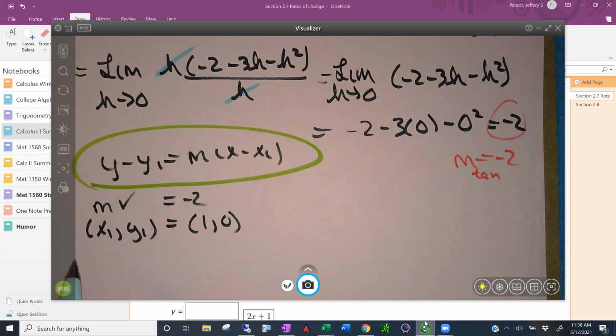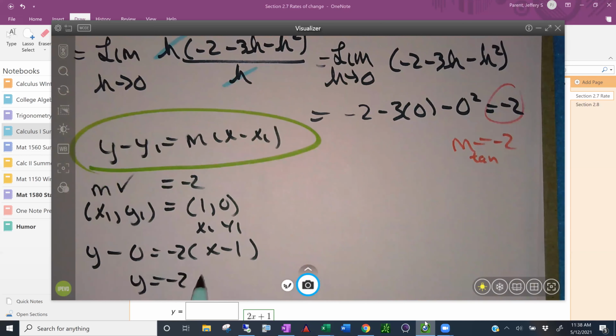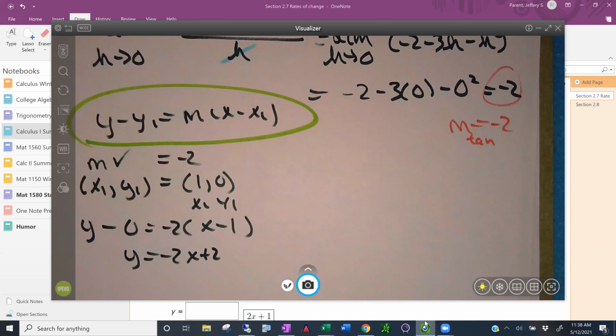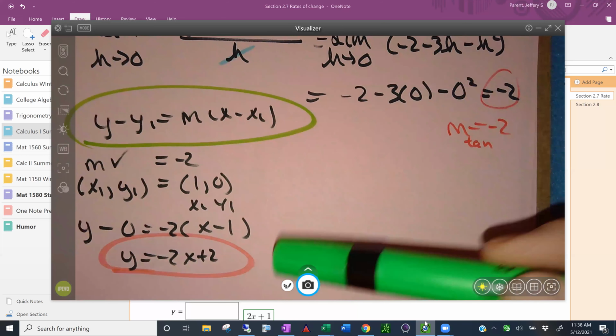Let's put that all together. y minus 0 equals -2 times x minus 1, or y equals -2x plus 2. That's the equation of your tangent line. So don't be surprised at all if you're asked to find the equation of the tangent line. Sometimes you'll just be asked for the slope of the tangent line, and that's fine. You can quit right here. Other times you might need to go a little bit farther.